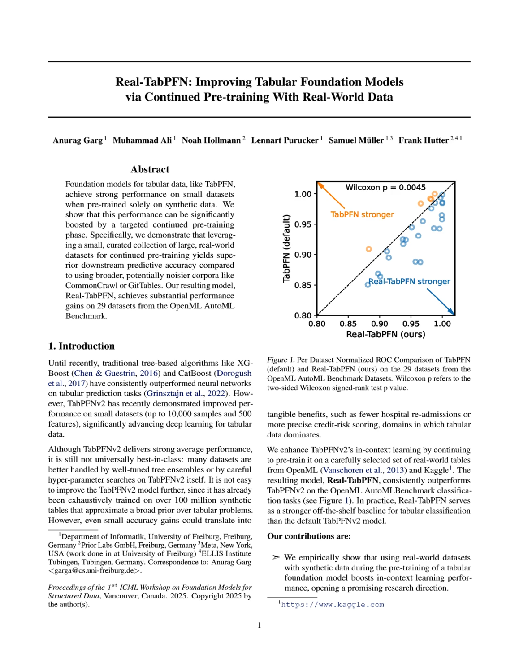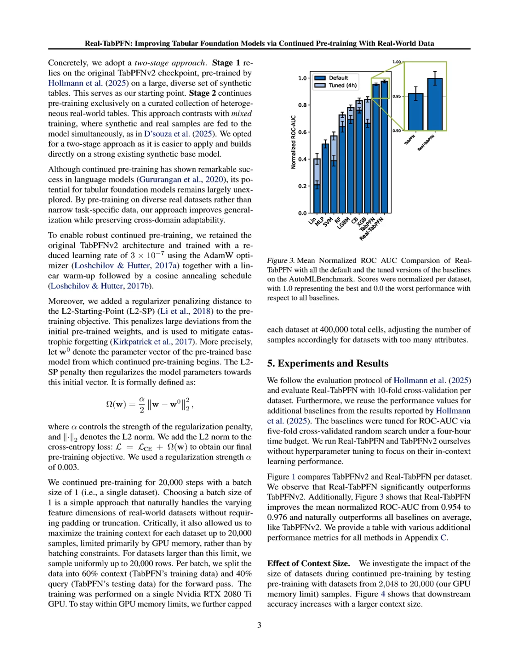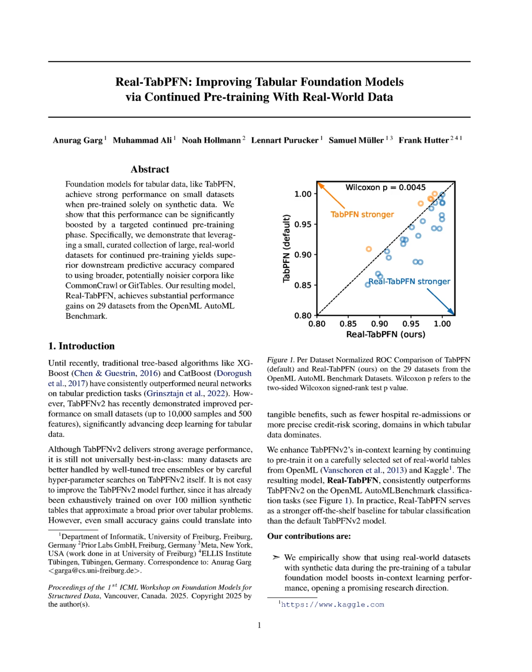Real-TabPFN significantly outperformed TabPFN v2 across 29 small tabular datasets, as evidenced by an increase in the mean normalized ROC-AUC from 0.954 to 0.976. This improvement indicates that Real-TabPFN not only enhances in-context learning performance, but also serves as a stronger off-the-shelf baseline for tabular classification tasks.